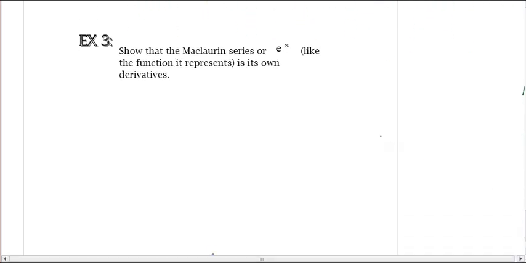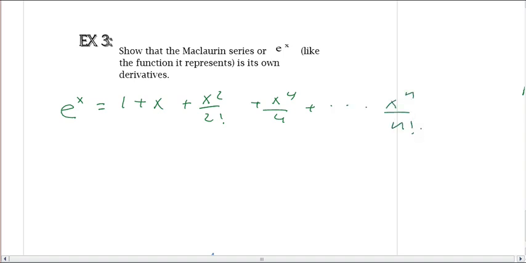Now, it says here, show that the Maclaurin series for e to the x, like the function, repeats. Now, what I mean by that is this. If I take the derivative of e to the x, I get e to the x. If I integrate e to the x, I get e to the x. So let's show what the Maclaurin expansion is. It's 1 plus x squared over 2 factorial plus x to the fourth over 4 factorial plus dot dot dot x to the n over n factorial plus dot dot dot. Okay, and don't forget your ellipsis here, dot dot dot, 3 dots.